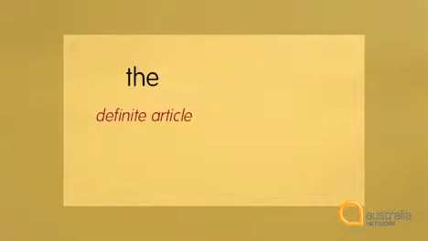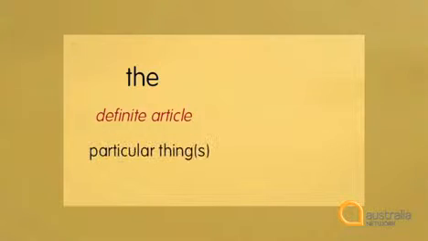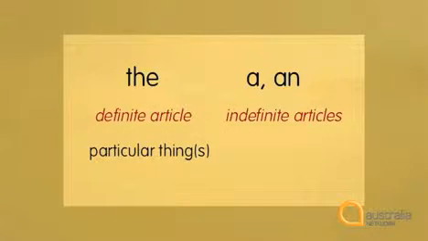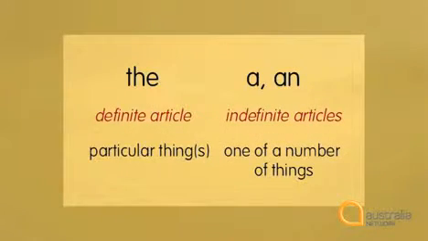Choosing the right article can be very confusing, but if you follow the general rule that you use the definite article to refer to a particular thing or things, and a and an, indefinite articles, to refer to one of a number of things, you shouldn't go too wrong.